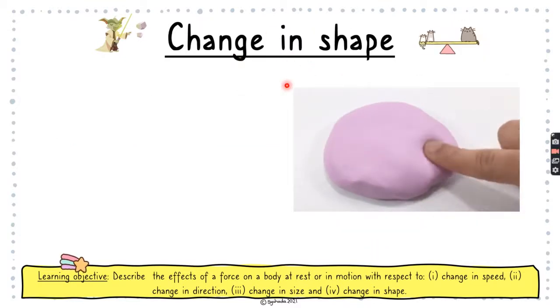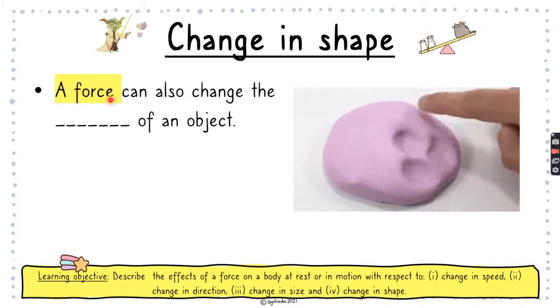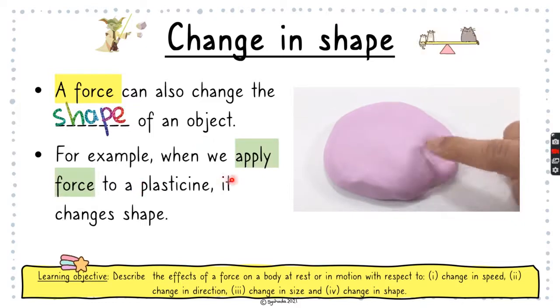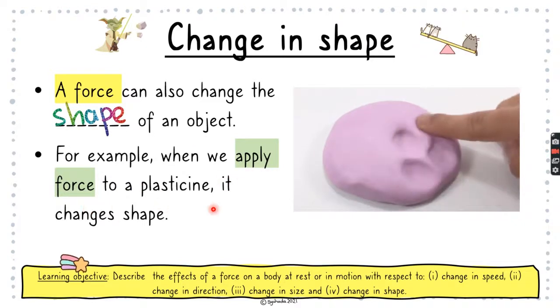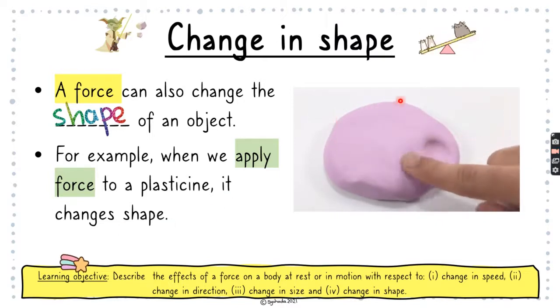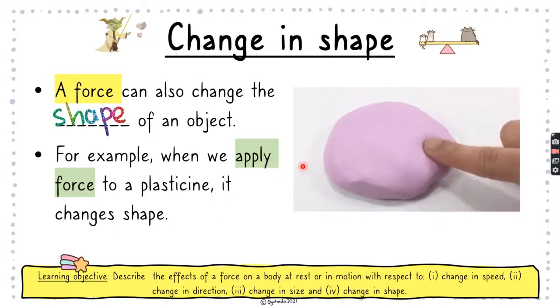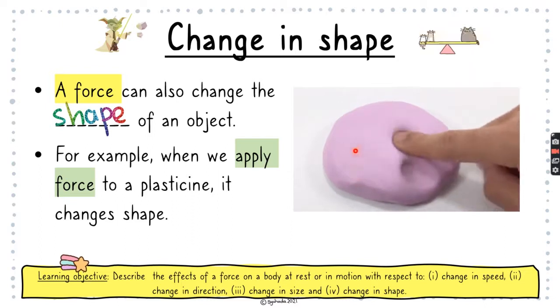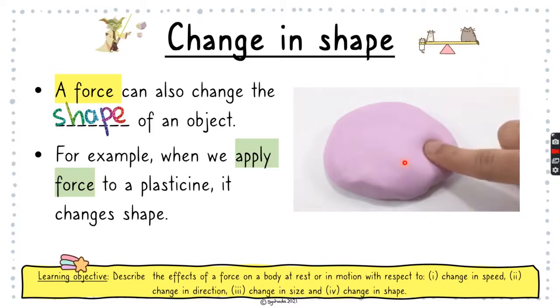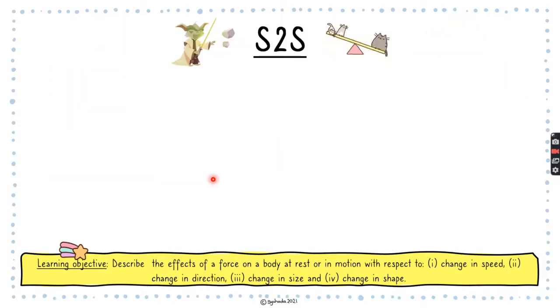Lastly, you can change the shape of an object. A force can also change the shape of an object. For example, when we apply force to a plasticine, aka Play-Doh, it can change the shape. So first you have a very nice and smooth surface, and now applying a force on it, you change the overall shape of the object.